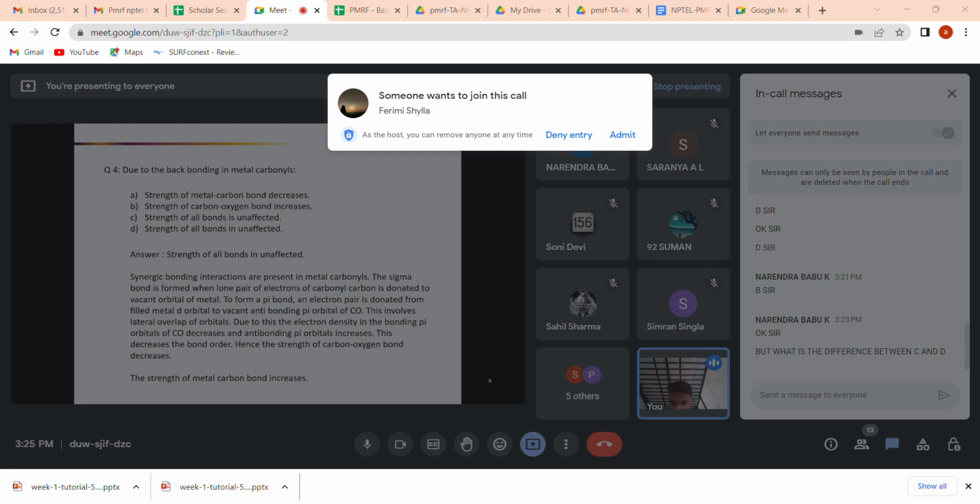I think there should be other option as well, but I think you guys understand the concept. There is some mistake in options, I think.